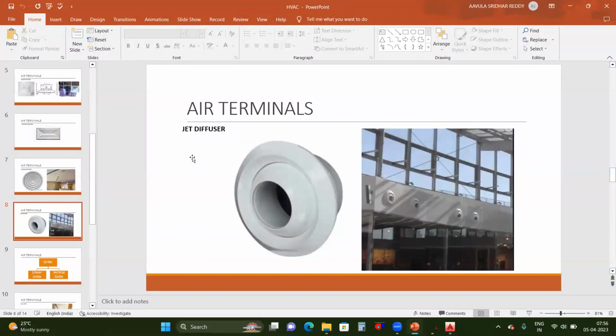If we look at the top of the building, there is no floor, we can say the slab, everything for that space. So what we will use, we will place these jet diffusers at one corner, that will be our right side and left side. We will throw the air at high velocity, so the air will reach the center of the building. So this is where the jet diffusers will be used.